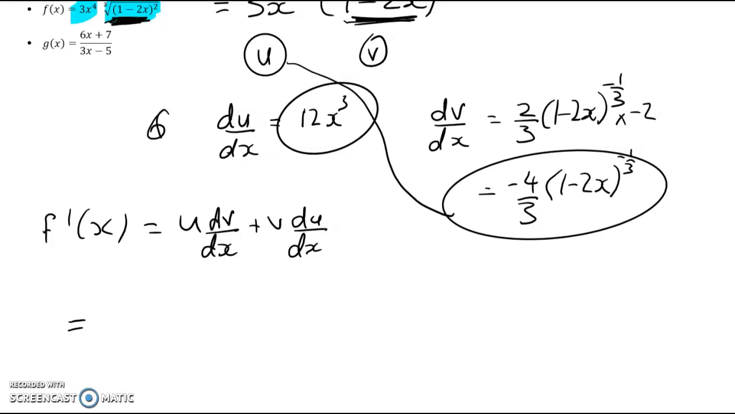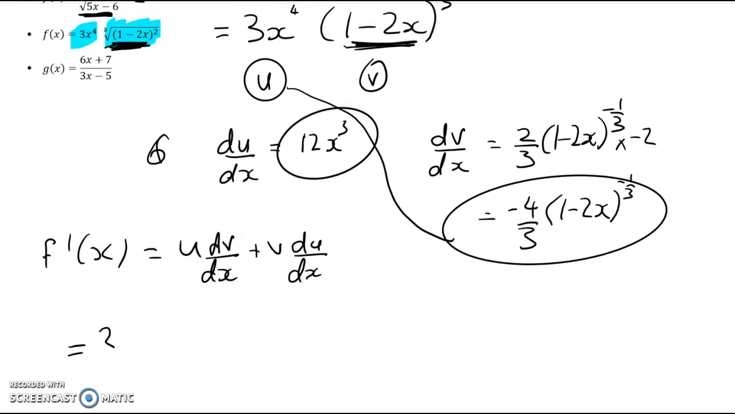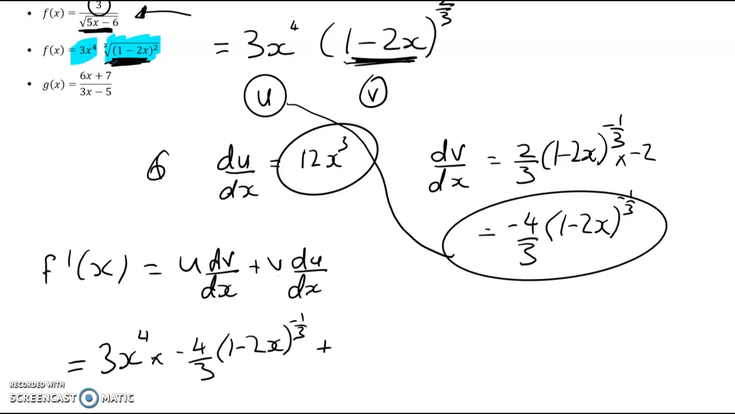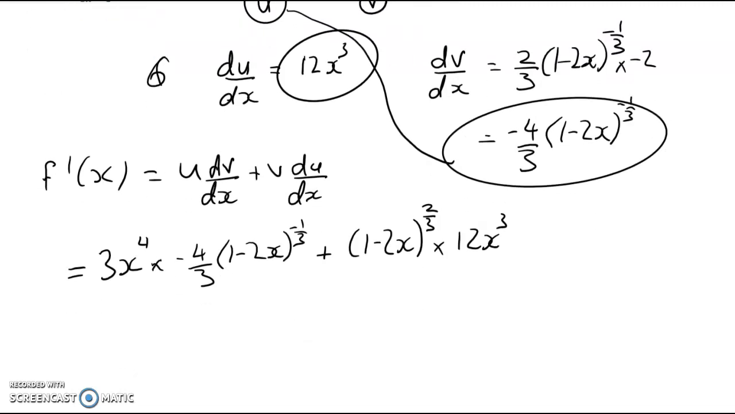So f dash of x is equal to 3x to the power of 4 times negative 4 thirds times this, plus 1 minus 2x to the power of 2 thirds times 12x cubed. Now, you could leave it like that, but that just looks horrible to me. So let's clean it up a bit.